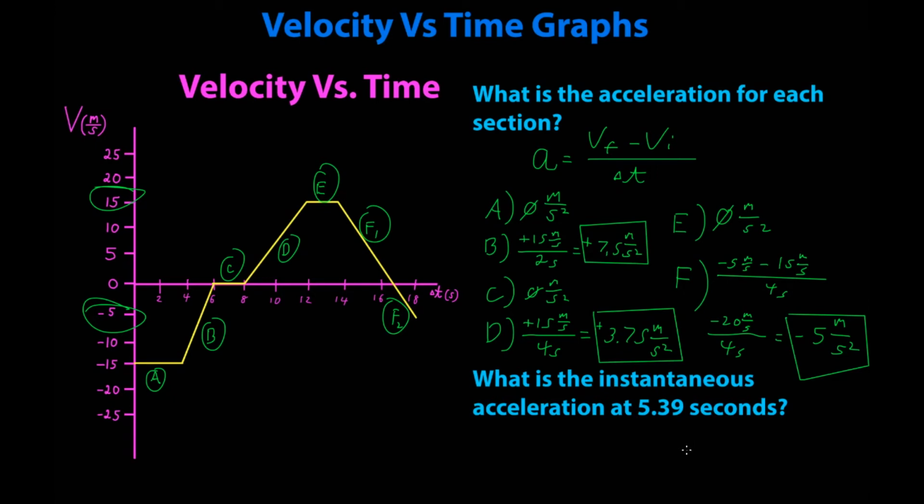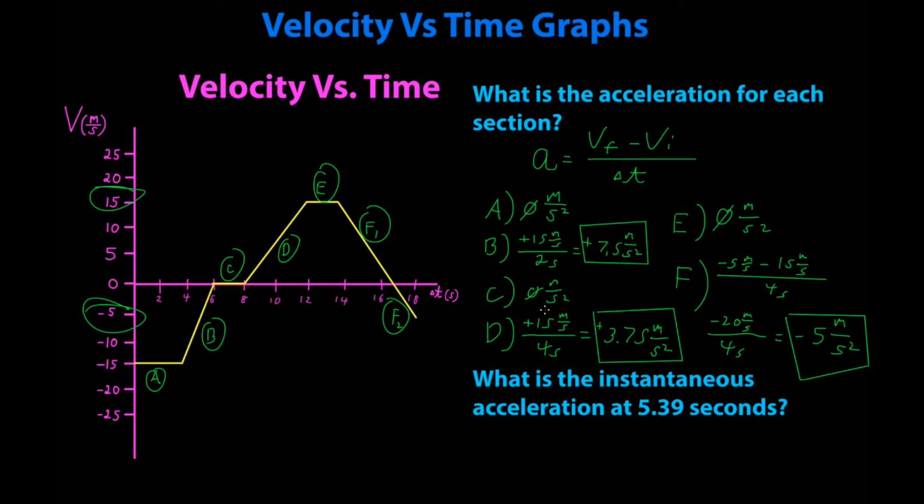Now for this last question, what is the instantaneous acceleration at 5.39 seconds? This is a very specific time point here. 5.39 seconds is about here, which is about here. Now, just like we did for instantaneous velocity on the position versus time graphs, you don't really care about that point exactly. You need to have a good idea where it is, that's all you need to know. Because what you want is the slope. And the slope at this one point is the same as the slope of this entire line.